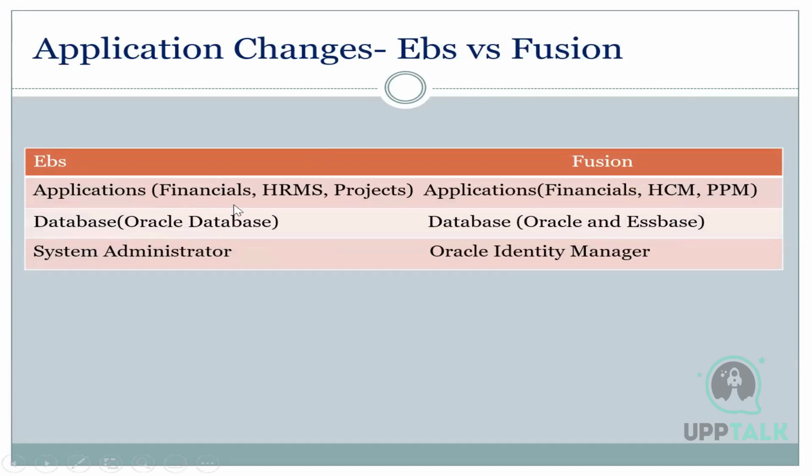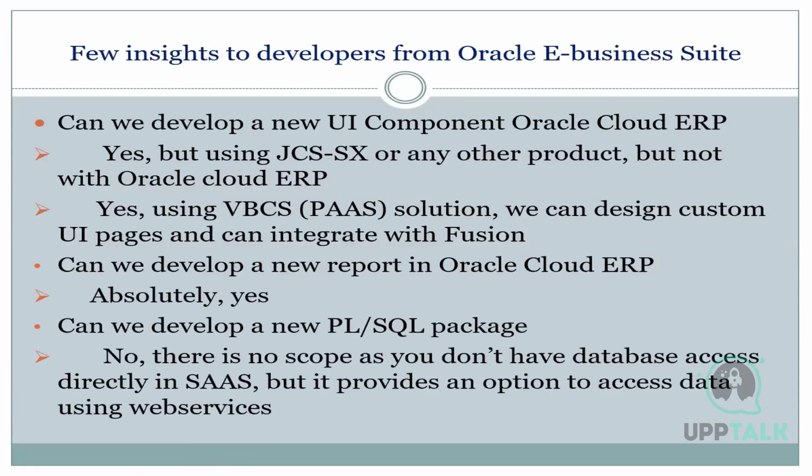Applications in EBS versus Fusion. In EBS, we have financials, HRMS, projects. In Fusion, we have financials, HCM, and PPM. In EBS, we have Oracle database. In Oracle Fusion, we have Oracle database and ESS base. In EBS, we have system administrator. In Fusion, we have Oracle Identity Manager. So these are the application changes that we have in EBS versus Fusion.